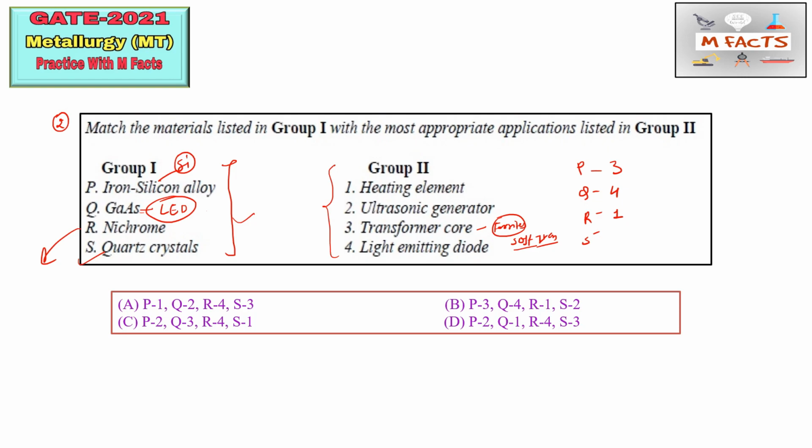That's why I am creating this video series. Okay, so quartz crystals basically you can match by ultrasonic generator. So 2. So now code is 3412. So the options which are starting other than 3 you can cross, that is D is wrong, A is wrong, C is wrong. So B is also correct here. Okay, so B is correct.